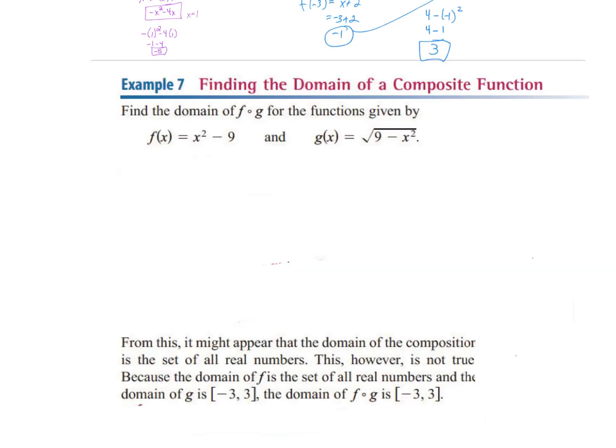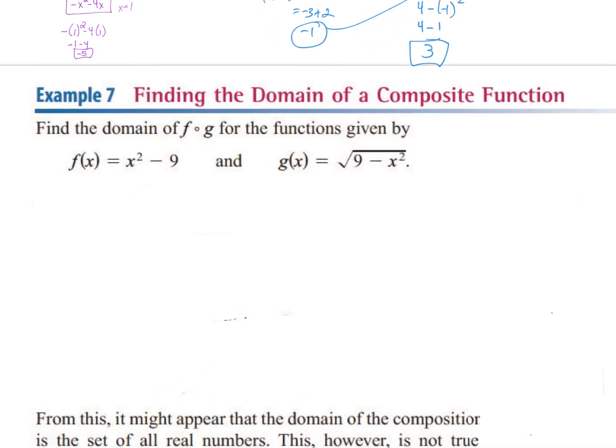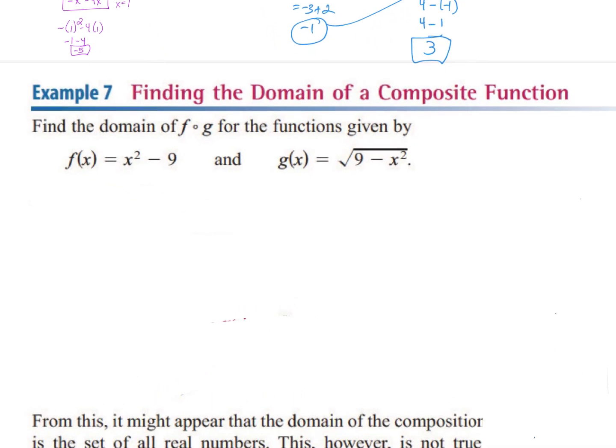Example 7? Okay, this is finding the domain. Again, we're going to talk about domain tomorrow, but you have domain restrictions, guys, when you have denominators and when you have square roots. Why do you have a domain restriction when you have a square root? Because it can't be a negative. Can't take the square root of a negative number. So that would be an issue that we'll talk about.